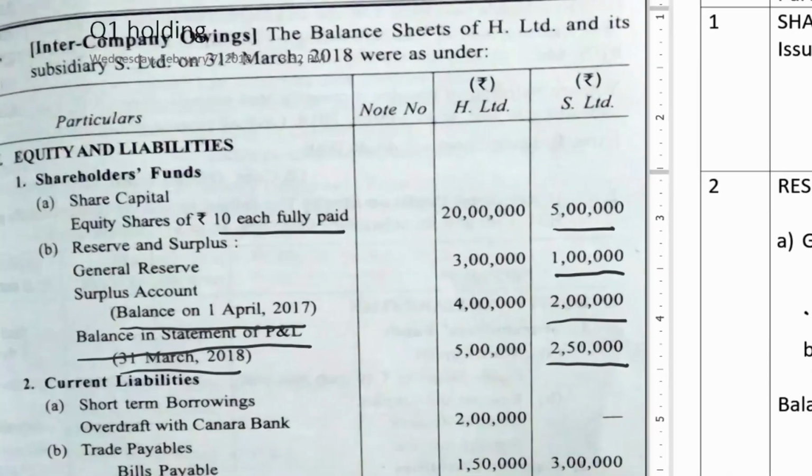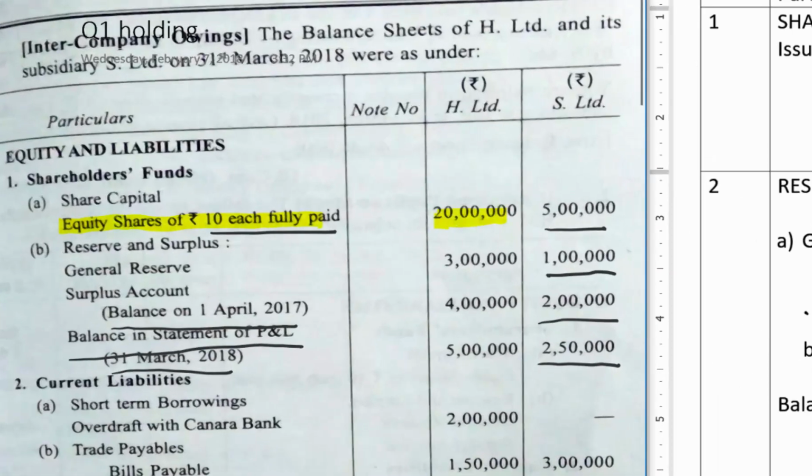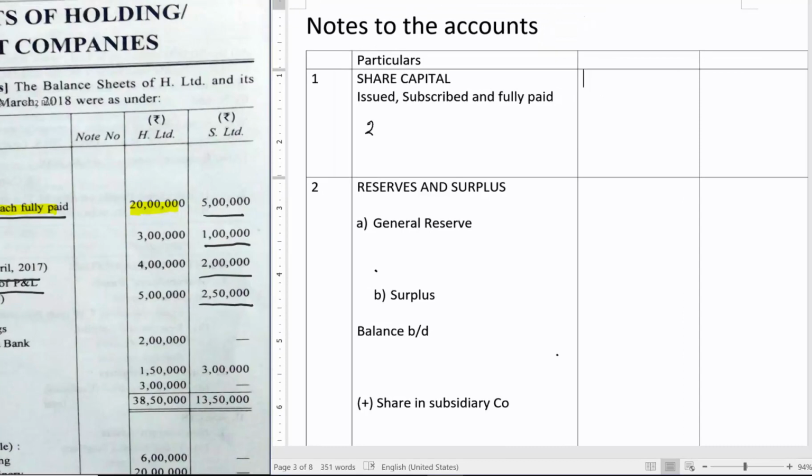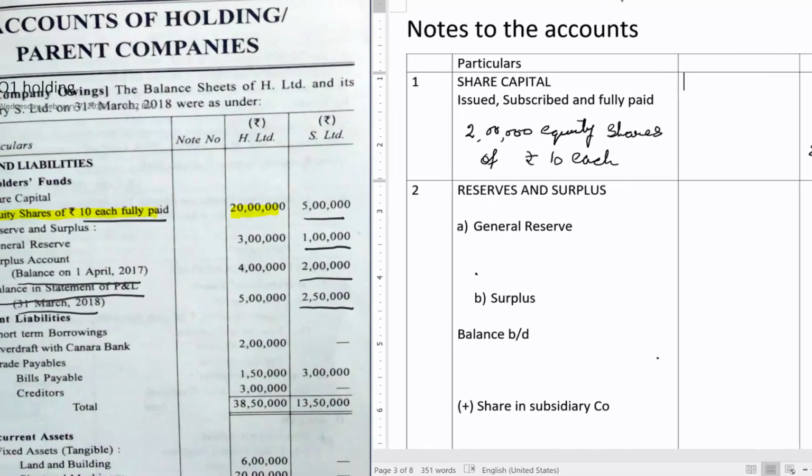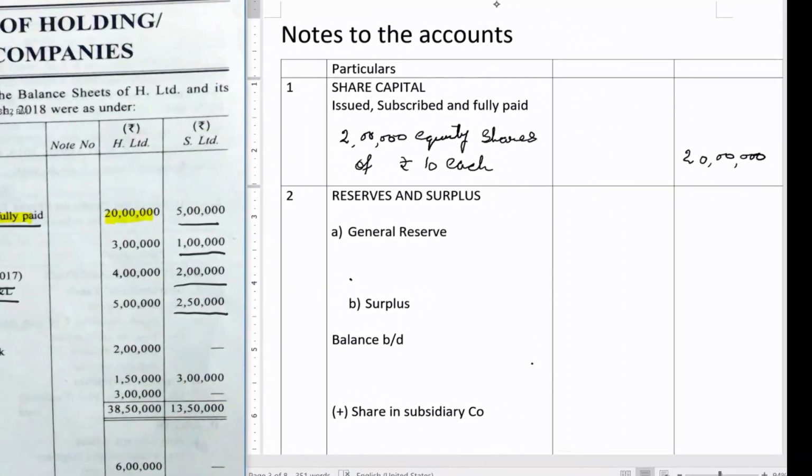Now we would be making notes to the accounts. Point number 1, share capital, shareholders fund. Share capital of H Limited is given to us as 20 lakhs, that is 2 lakh equity shares of rupees 10 each.